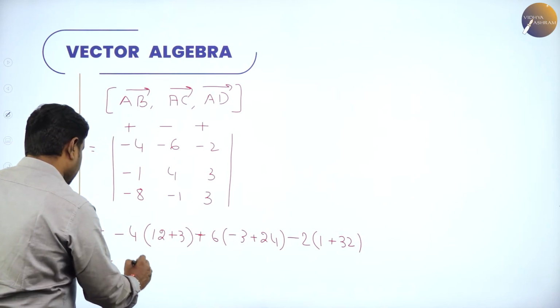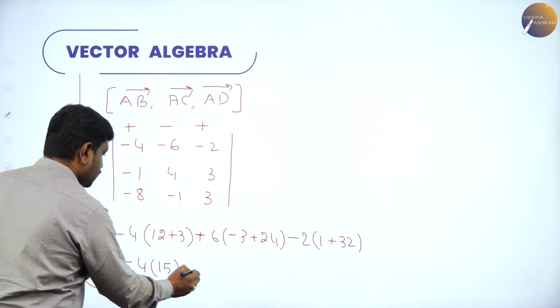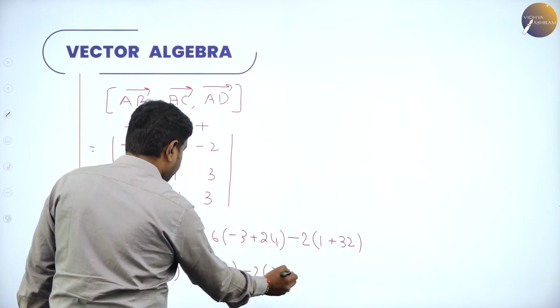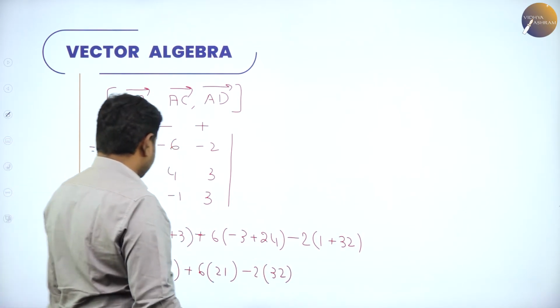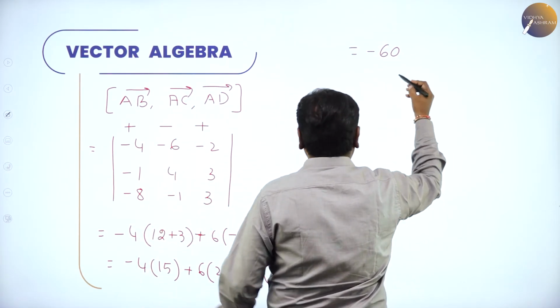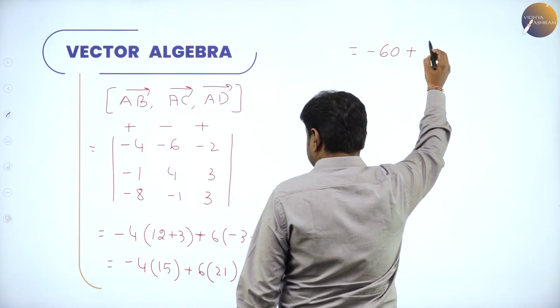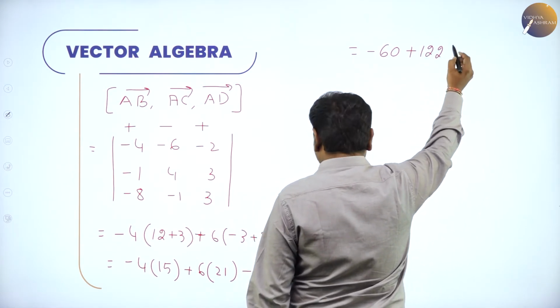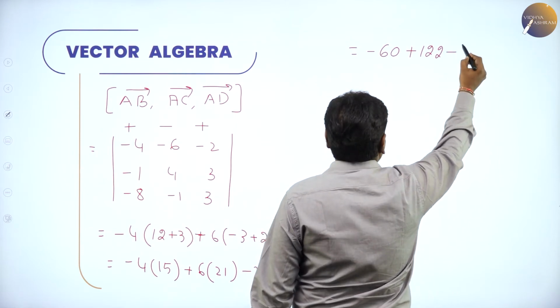Simplify this. Minus 4 into 15 plus 6 into 21 minus 2 into 32. So minus 15 fours are minus 60, and 21 sixes are 126, minus 64.